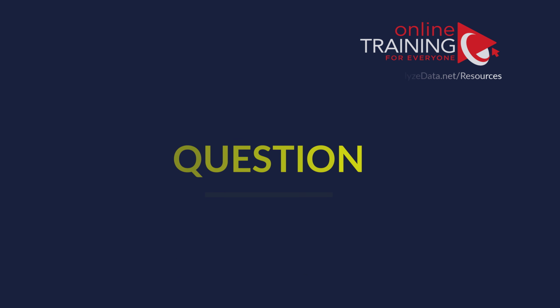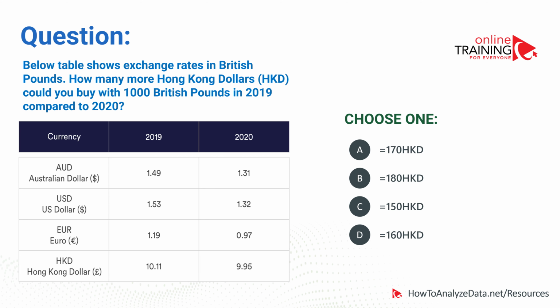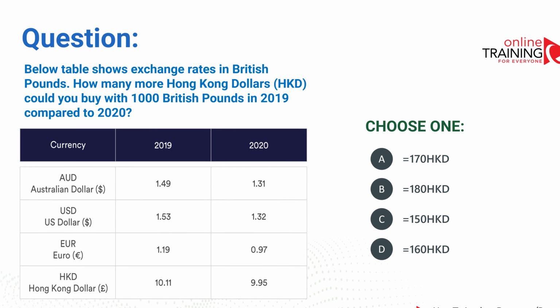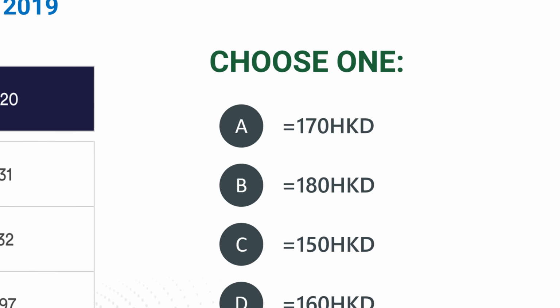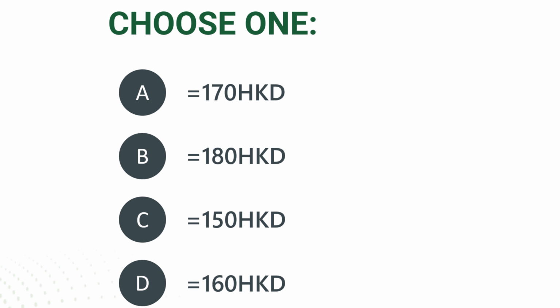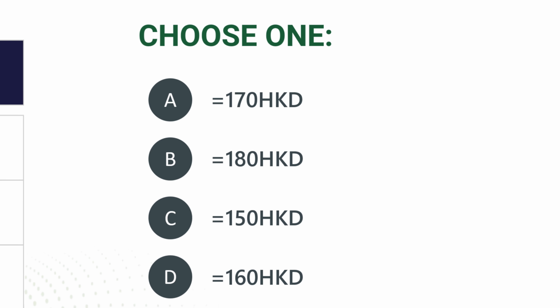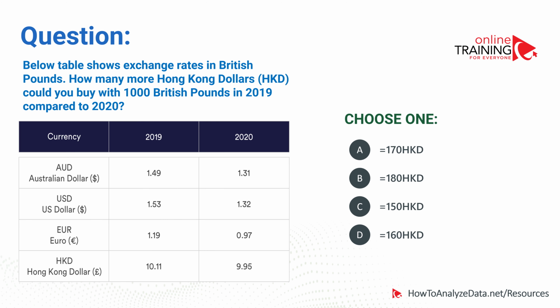Let's look at an assessment test question you might get as part of an aptitude test when you're applying for managerial positions or positions with financial institutions. The below table shows exchange rates in British pounds. How many more Hong Kong dollars could you buy with 1,000 British pounds in 2019 compared to 2020? And there are four choices: 170, 180, 150, and 160. What do you think is the correct answer here? Let's take a look.